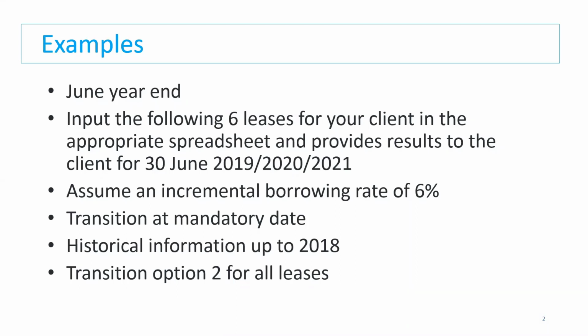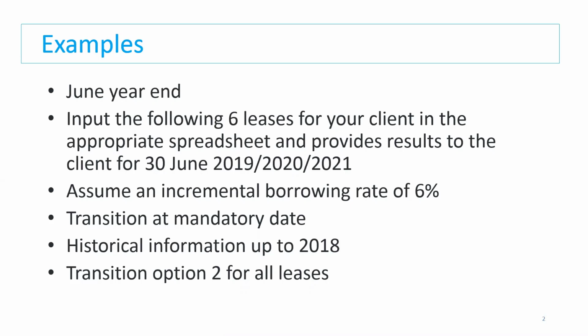So the first example, or the first client, has 6 examples. All of the following 6 examples should be put into the same client spreadsheet, and we'll use a 10 lease spreadsheet just for ease of use, given that there are only 6 leases to put in.